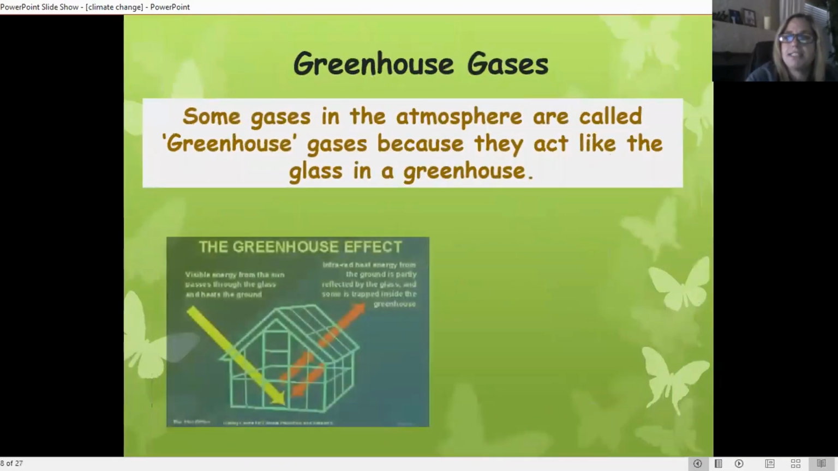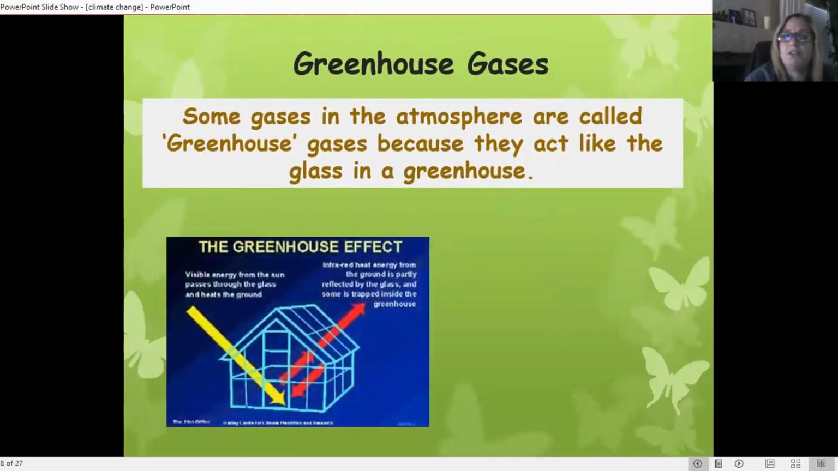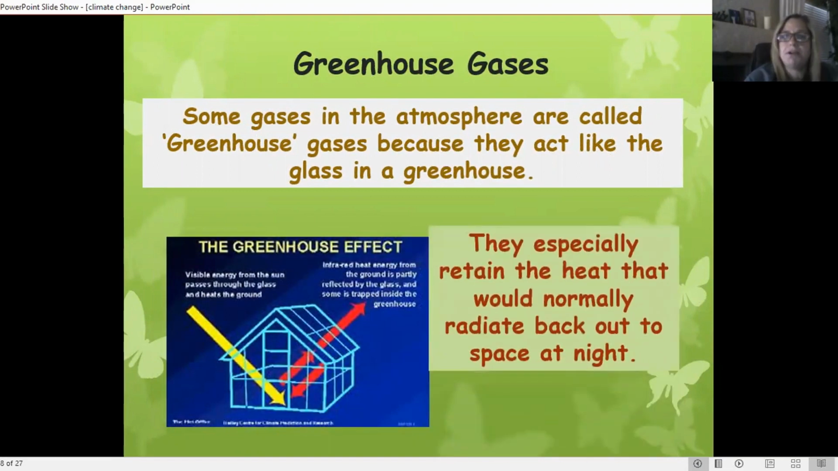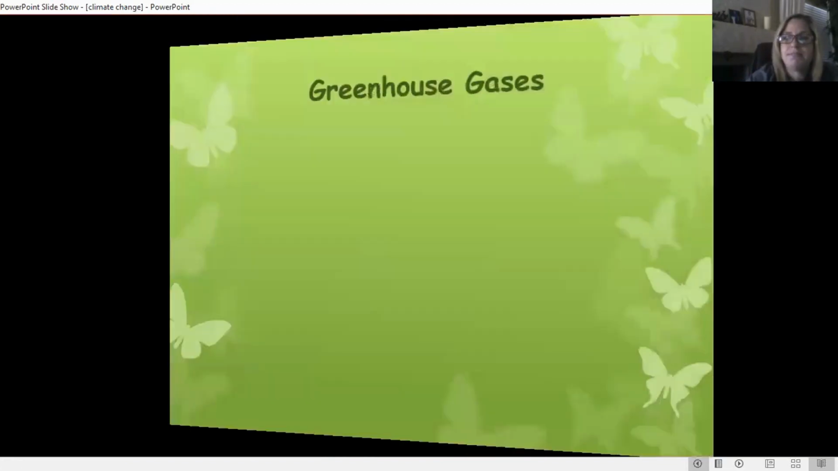So greenhouse gases: some gases in the atmosphere are called greenhouse gases because they act like the glass in a greenhouse. So remember the greenhouse effect. Visible energy from the sun passes through the glass and heats the ground in the greenhouse. The infrared heat energy from the ground is partially reflected by the glass and some is trapped inside the greenhouse. So the greenhouse gases especially retain the heat that would normally radiate back out to space at night.